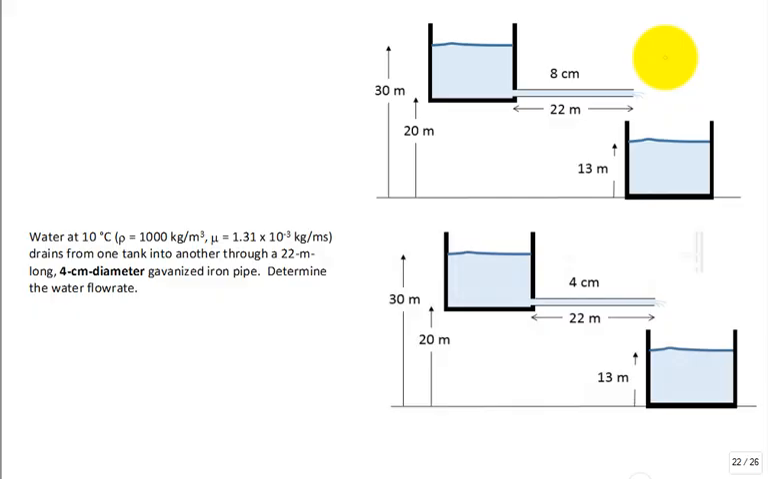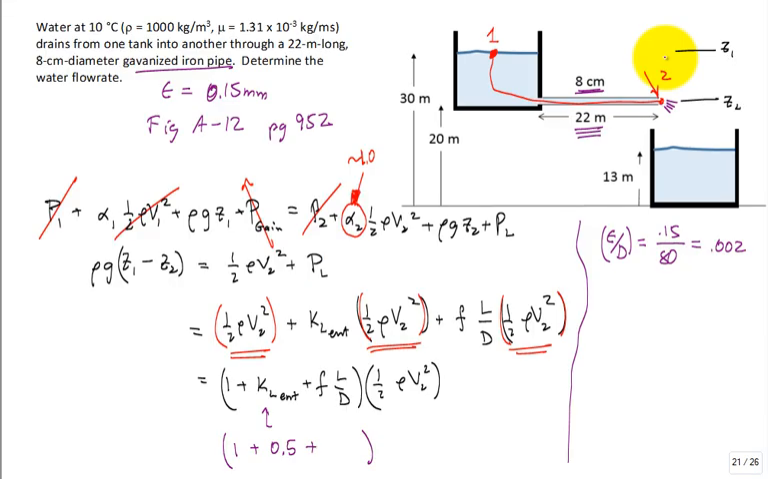So the friction factor estimated is around 0.04. Let's compute this FL over D. That's 0.04 times the length, 22 meters, divided by the diameter, 0.8 meters. So what do you get for that? No, it's not 0.8, it's 0.08, isn't it? You get 11?